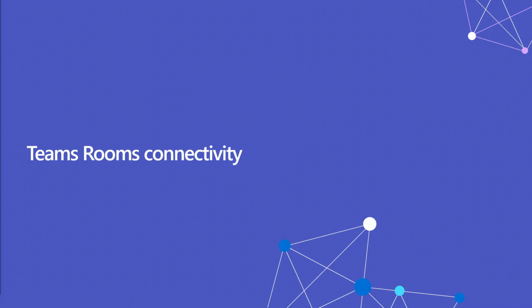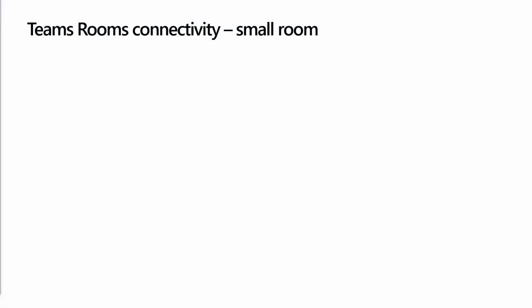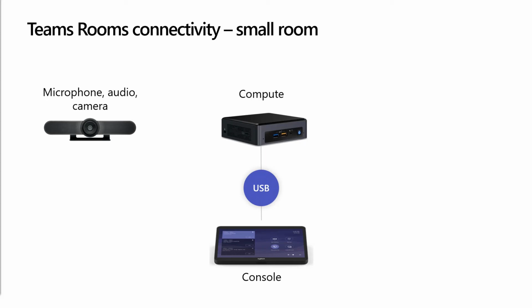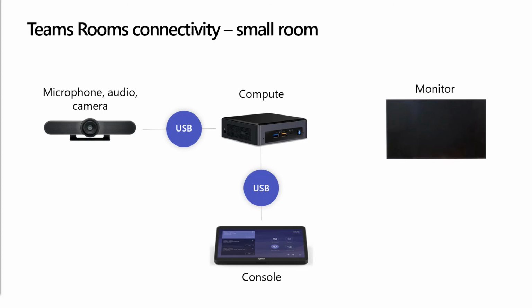So how does Teams Rooms connect? Here's an example of a small Microsoft Teams Rooms configuration. We start with the compute module, which is the heart of Teams Rooms. Everything will eventually connect to the compute. The middle of table console connects to the compute module via USB. And this console is what people will be interacting with. Microphone, audio, and camera are all contained in one unit in this sample, and that connects via USB to the compute module. There's a monitor or a display of some sort that is already in the room or was just recently added, and that will connect via HDMI to the compute module.